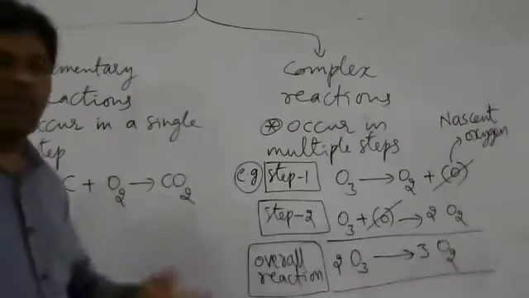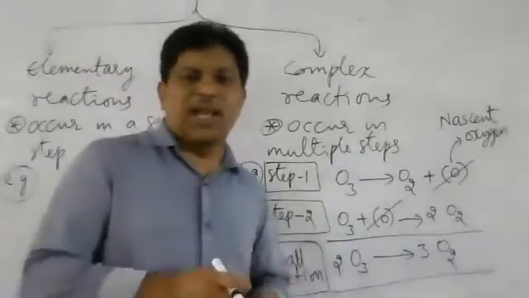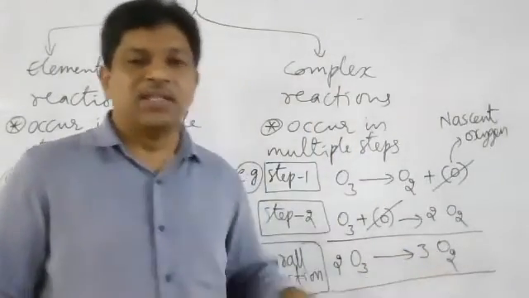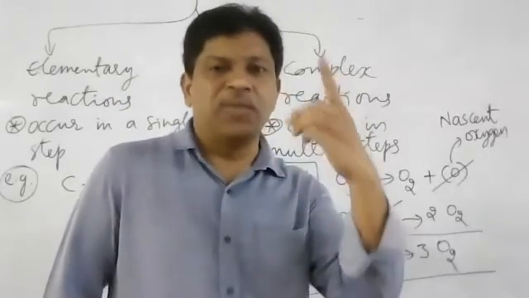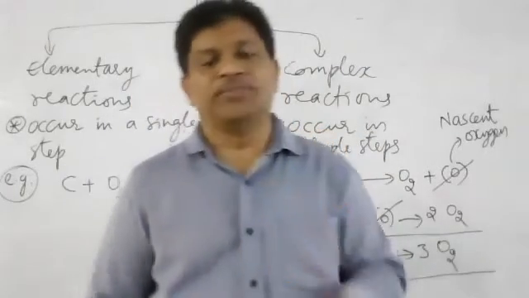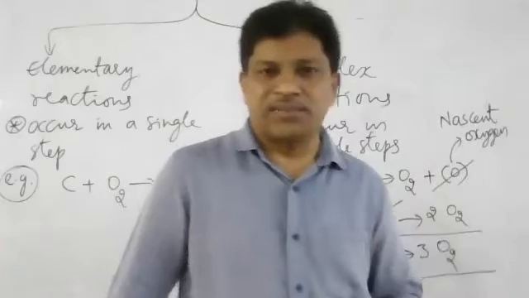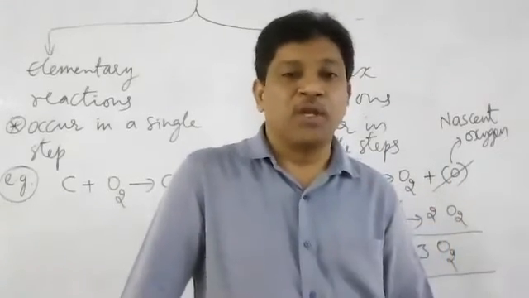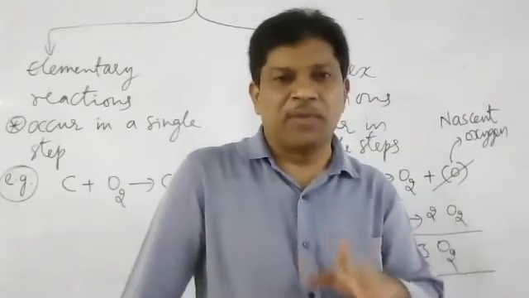One more main point to remember is that in complex reactions, suppose there are 3 steps in one chemical reaction: first step, second step, third step. Suppose the first step is slow, and the second and third are somewhat fast. All the reactions need not take place at the same speed. So the first reaction is slow, the second is fast, and the third step is also fast.